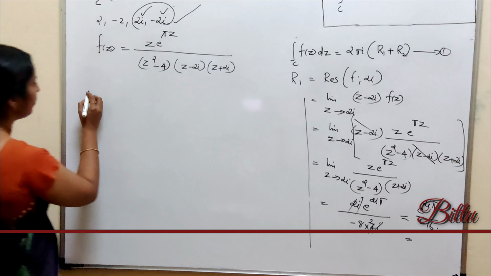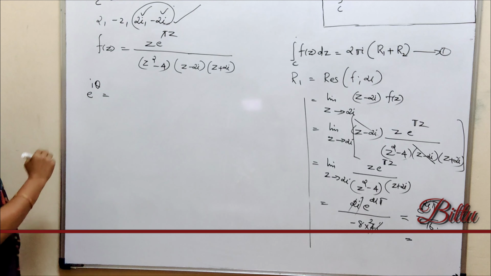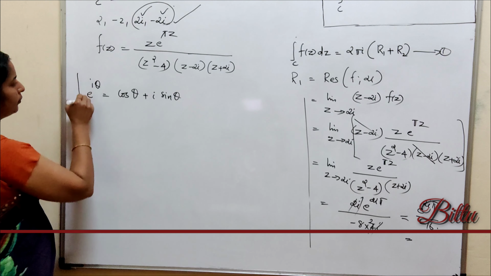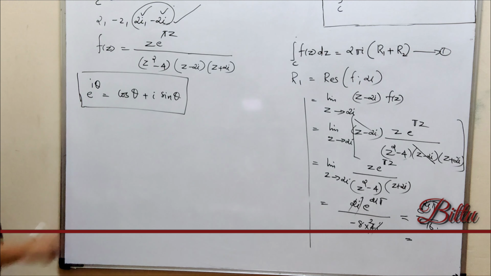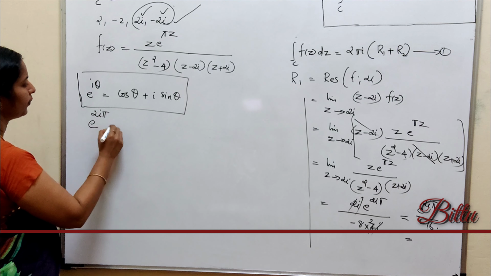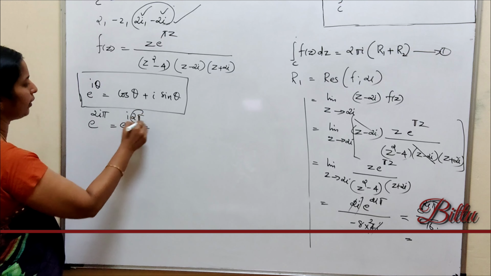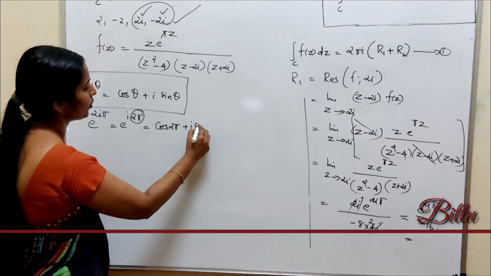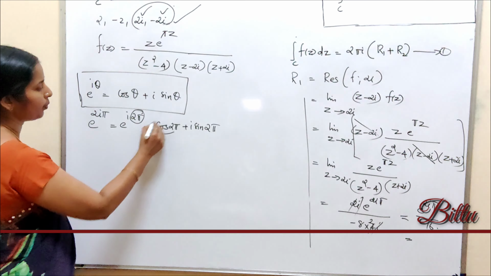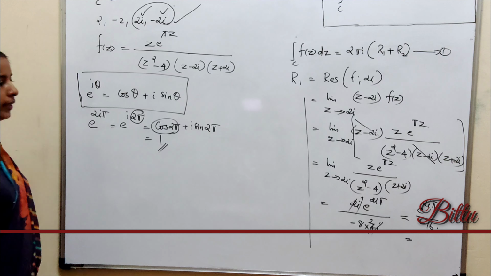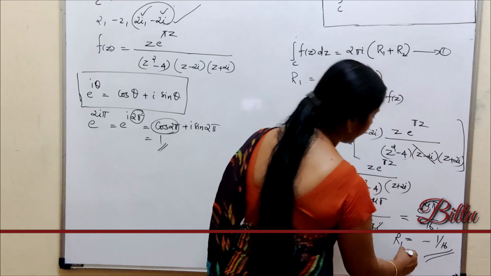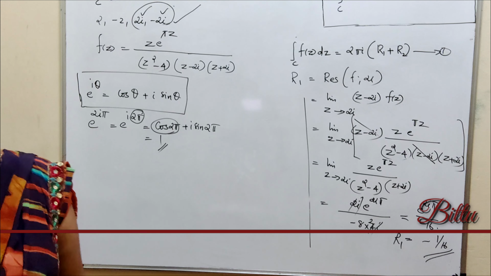For that, you remember the equation. What is e raised to i theta? E raised to i theta is cos theta plus i sin theta. You have to keep this in your mind. So what is e raised to 2i pi? It is e raised to i 2 pi. You put theta equal to 2 pi. It is cos 2 pi plus i sin 2 pi. Cos 2 pi is 1, sin 2 pi is 0. So it is 1. So it is minus 1 by 16. So R1 is minus 1 by 16.